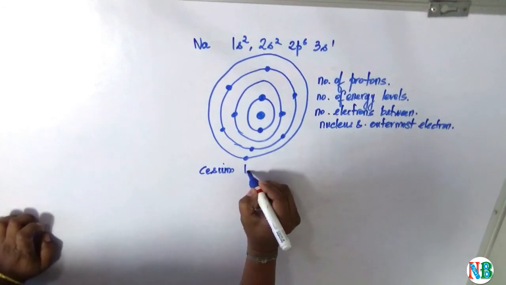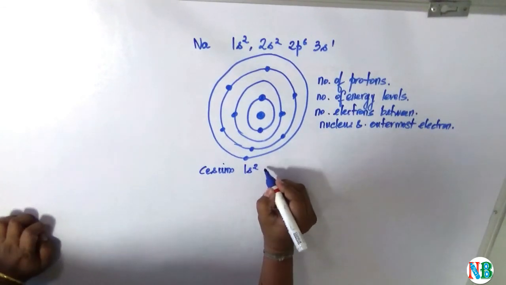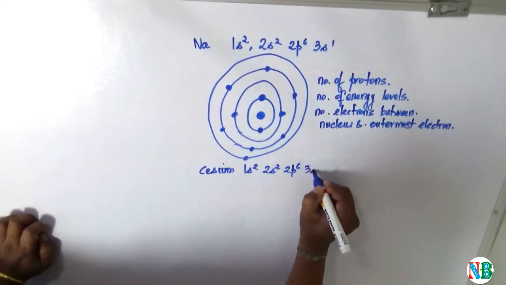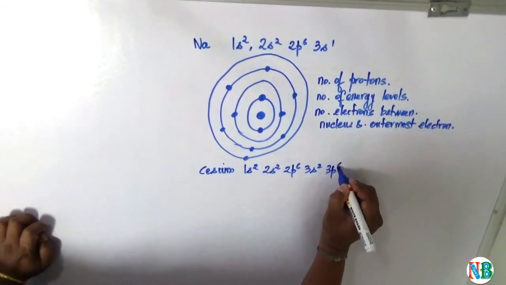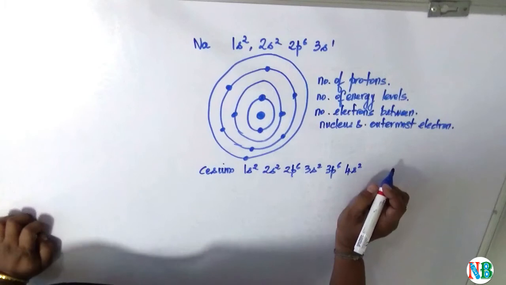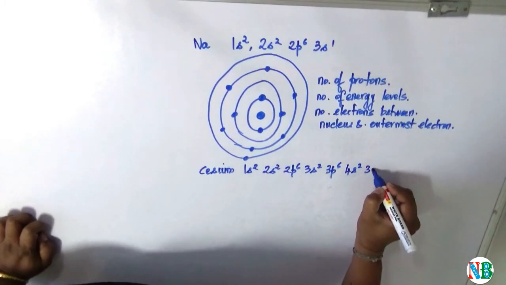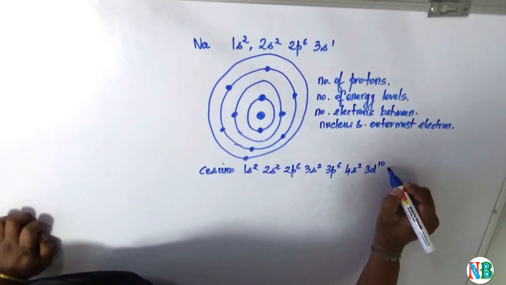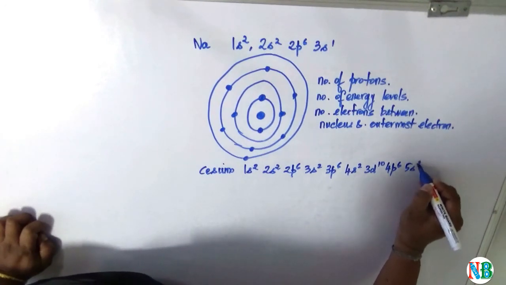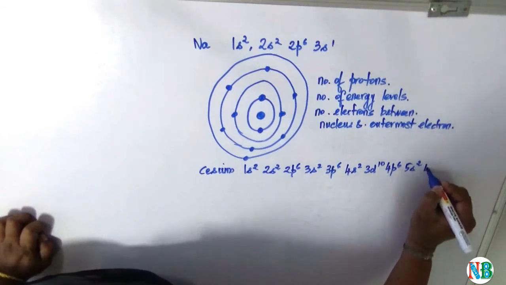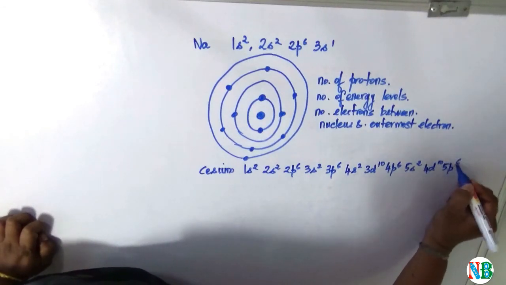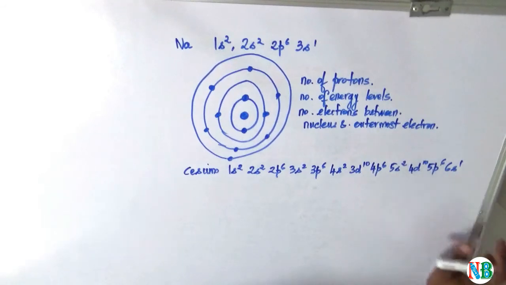I will just write its electronic configuration: 1s2, 2s2, 2p6, 3s2, 3p6, 4s2, 3d10, 4p6, 5s2, 4d10, 5p6 and 6s1. They end with the same last orbital.